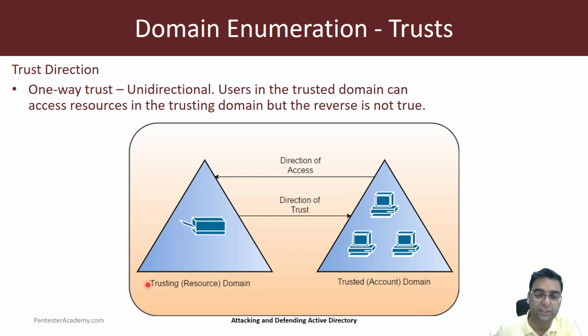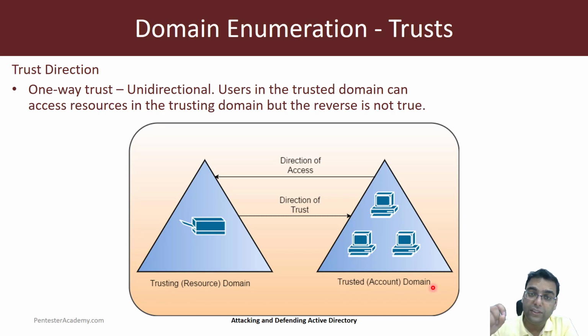For example, if this domain on the left has a one-way trust relationship with the domain on the right, then the direction of access would be opposite of it. The domain which trusts users coming from the other domain for its resources is called the trusting domain, and the domain which is trusted by the trusting domain to allow access to its resources is called the trusted domain. So in a one-way trust, resources are in the trusting domain and users are in the trusted domain.